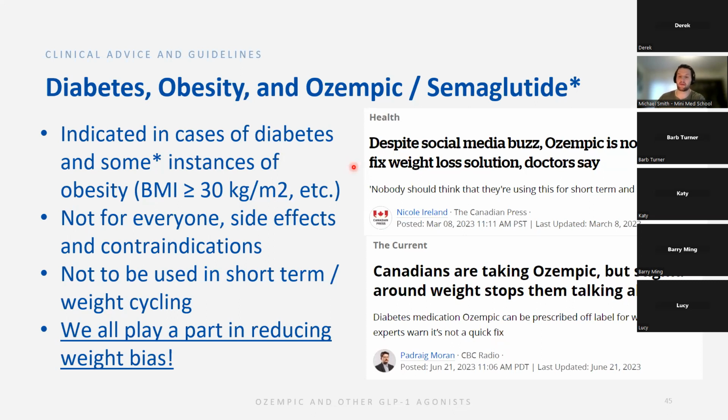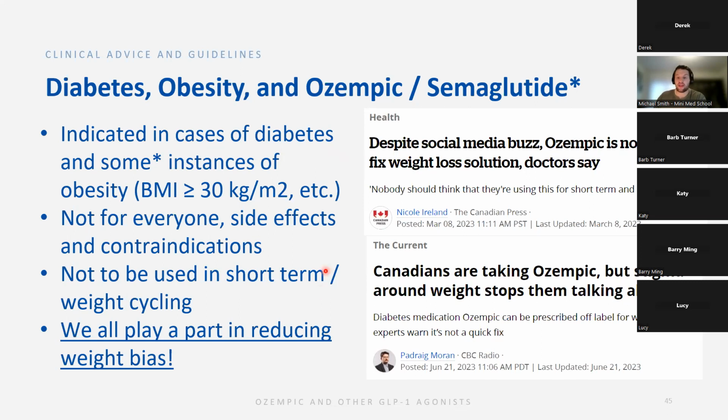Wegovy is interesting because while it's been approved in Canada since 2021, it's never been sold in Canada because there's such a dramatic shortage of it being produced in the United States, and it hasn't even made it across the border for that reason. So that's why a lot of people are turning to Ozempic to sort of fill that gap, even though it's not indicated for it.